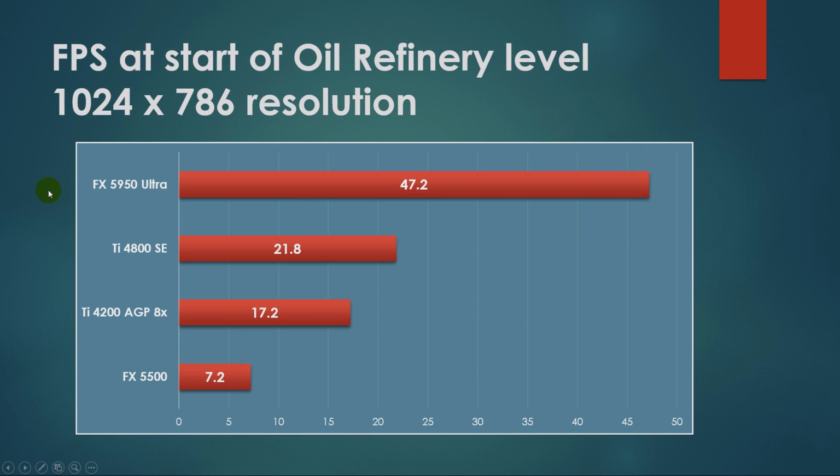So here we have got some benchmarks. It's in the Oil Refinery level at 1024 by 768 resolution, and we can see there's a nice gap going from the 4200 to the 4800 SE. But look at the FX, it's the 5950 Ultra, almost double the frames. Now this card would get my undivided recommendation if it was not for some graphical glitches, which I'm going to talk about next.